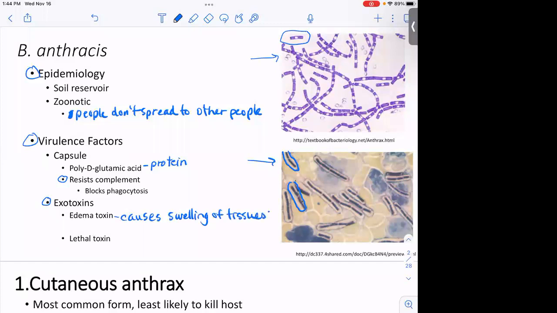Okay, so edema from inflammation. And lethal toxin, not surprisingly, causes cell death. What kind of cells? A lot of different kinds of cells, especially macrophages. Macrophages are a really important phagocytic cell, processing and presenting antigen to get our adaptive immunity involved. So when the macrophages are dying, you're not getting a very good adaptive response to this.